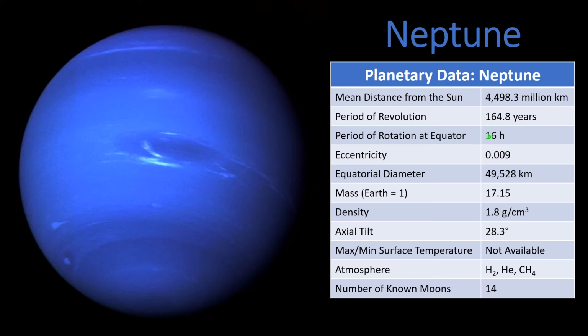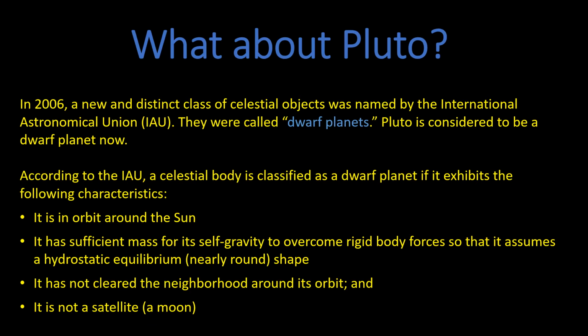Rotates quickly, 16 hours. Its eccentricity is very low, 0.007, which means it has a very round orbit because it's very close to zero. Very similar in size to Uranus, it's just slightly smaller, 49,528 kilometers. Its mass is 17.15 times that of the Earth, density 1.8 grams per cubic centimeter, axial tilt 28.3 degrees, no temperature data available, same atmosphere composition as Uranus, hydrogen, helium, and methane, and it has 14 known moons.